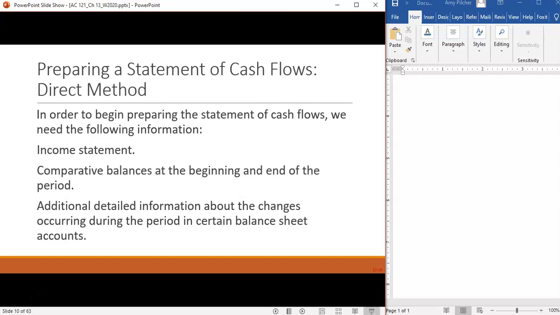So we have two methods of preparing the statement of cash flows. And the first method that we're going to look at is called the direct method. So we need the income statement, we need the balance sheets, and we need any additional information that can't be determined from the income statement or the balance sheet.